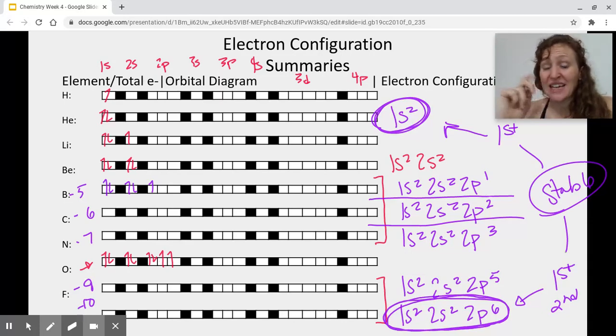Okay, so I gave you a couple electron configurations. You're going to practice a couple on your own. We'll come back together and we'll do some more practice in class live. Let me know what questions you have, and I will see you in class.